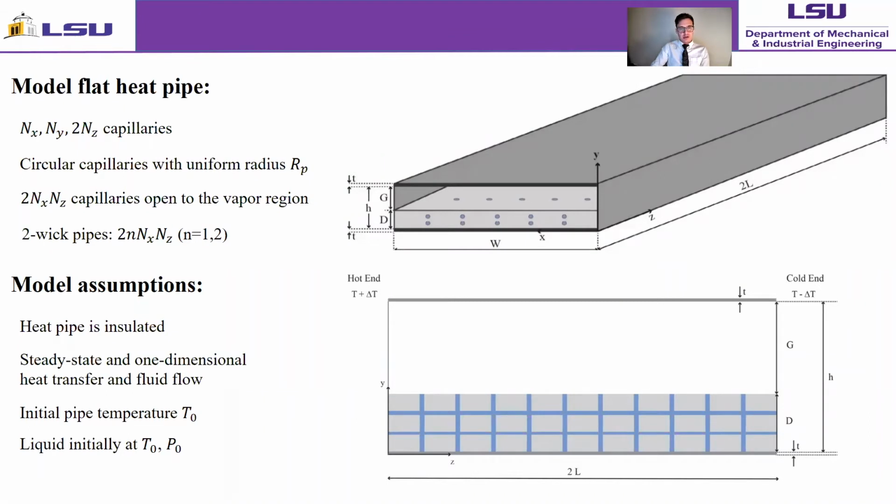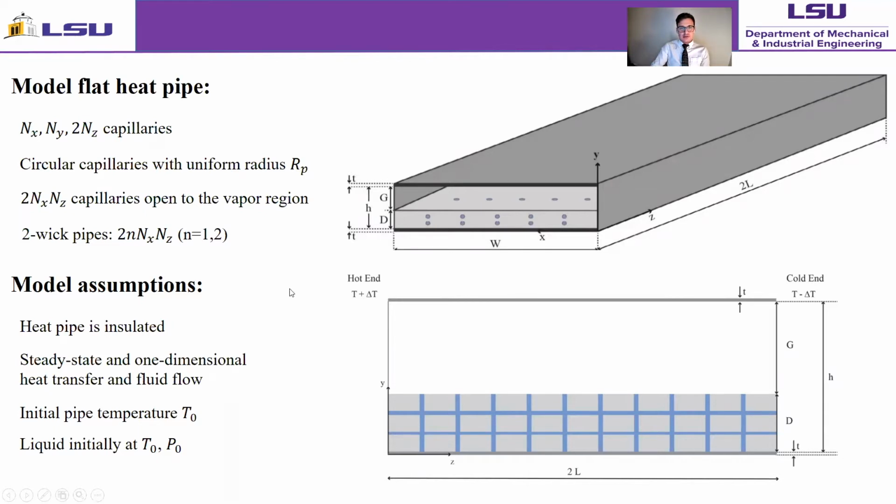Our model flat heat pipe is shown here. The thickness of the wick is D and the height of the vapor region is G. There are NX, NY, and 2NZ straight capillaries evenly distributed in the X, Y, and Z directions. Capillaries are circular with uniform radius RP and are filled with a liquid.